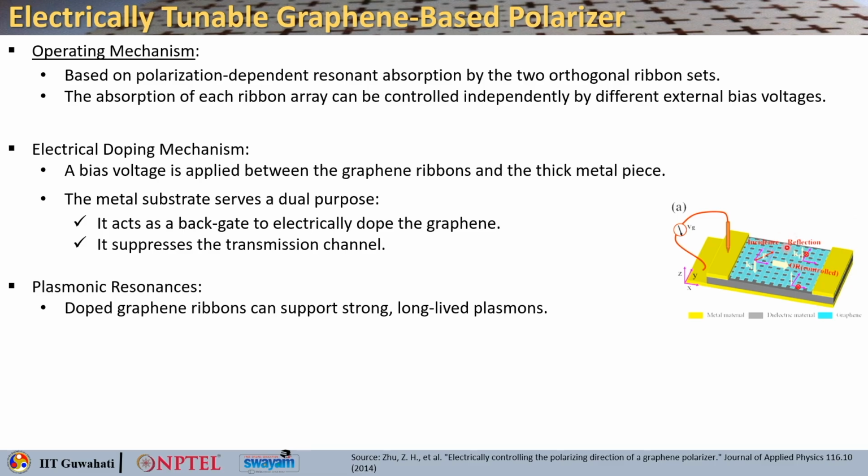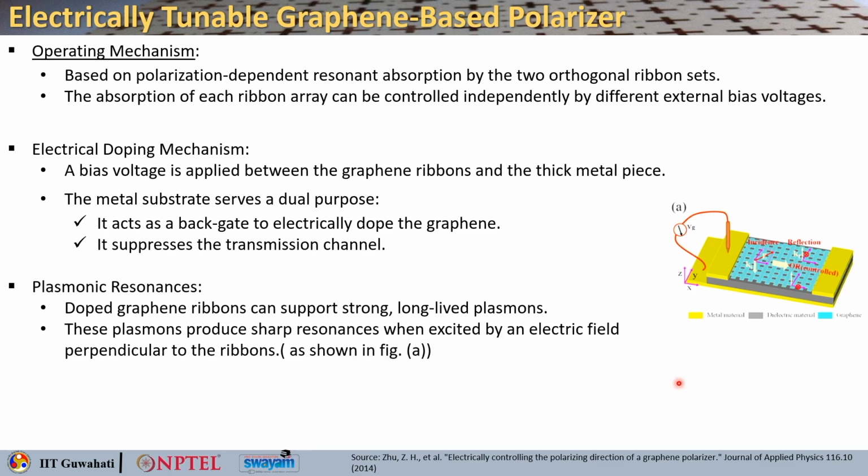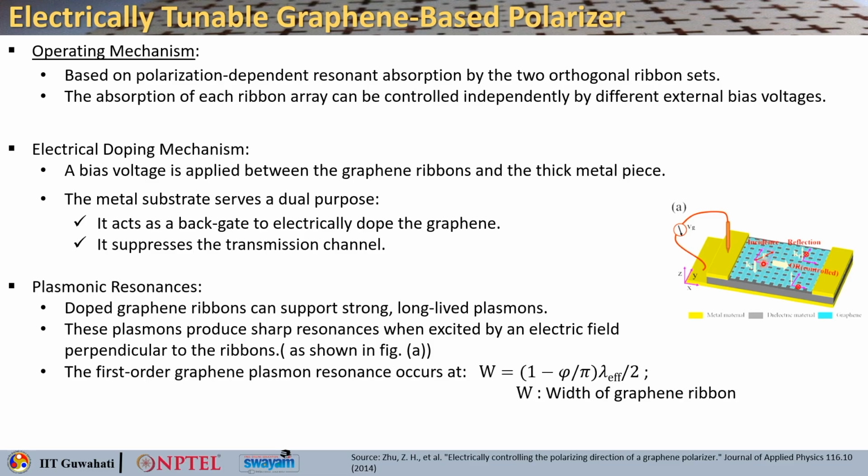Now we also know that graphene in this particular frequency range also supports plasmons. So, doped graphene ribbons can support strong long-lived plasmons, and these plasmons will produce sharp resonances when they are excited by an electric field which is perpendicular to the ribbons. You can see here, this is basically the k vector and this is the electric field vector, right.